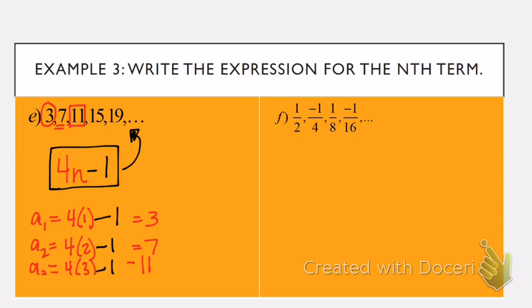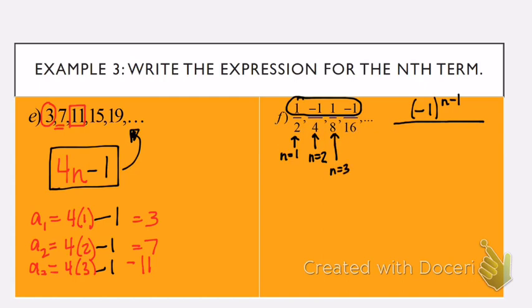This next pattern is a fraction. So I need to write a rule for the top and I need to write a rule for the bottom. If your numerators alternate from positives to negatives, I recommend that you always start by using this rule. Sometimes this rule works, sometimes this rule does not. So again, in order to get this term, I'm going to plug in 1 for n. In order to get this term, I'm going to plug in 2. In order to get this term, I'm going to plug in 3, and in order to get this term, I'm going to plug in 4 for n.